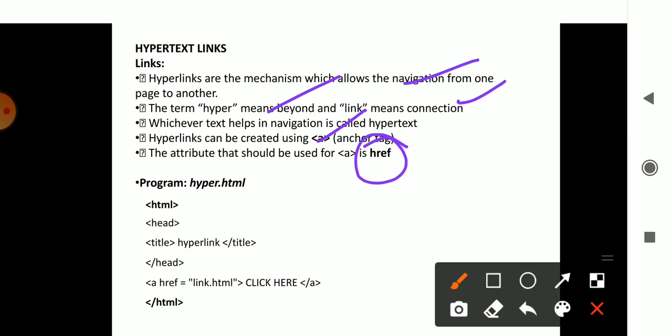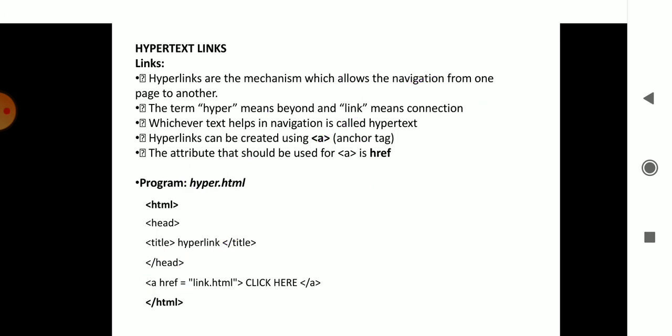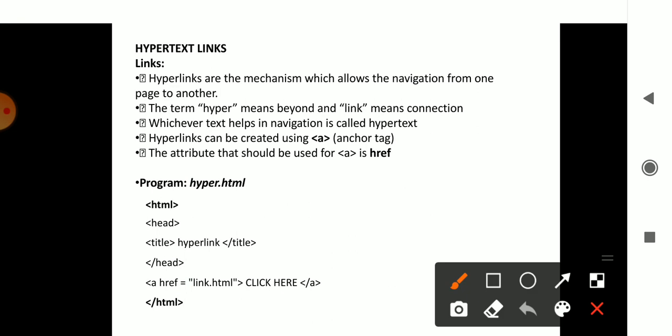So you have a code here. The first file is named hyper.html. The code is html, head, the title is hyperlink, then head is closed, then a href, here is your hyperlink. You can check out the a href here. It is linking to a file link.html when you click on the text, that is, click here. When I click on click here, it will move to the link.html file, and whatever is in that file will be displayed on the screen, and here the html is closed.